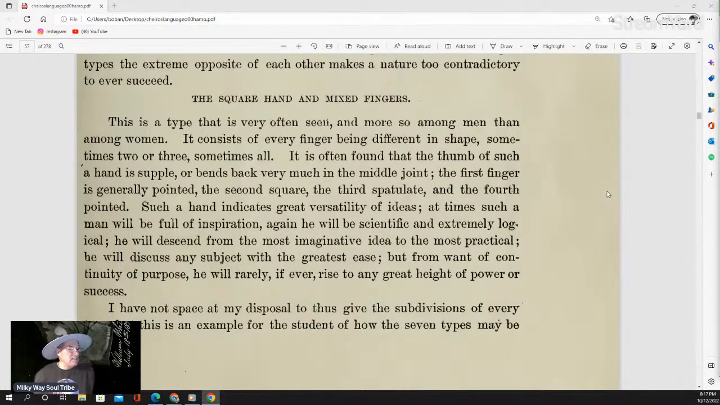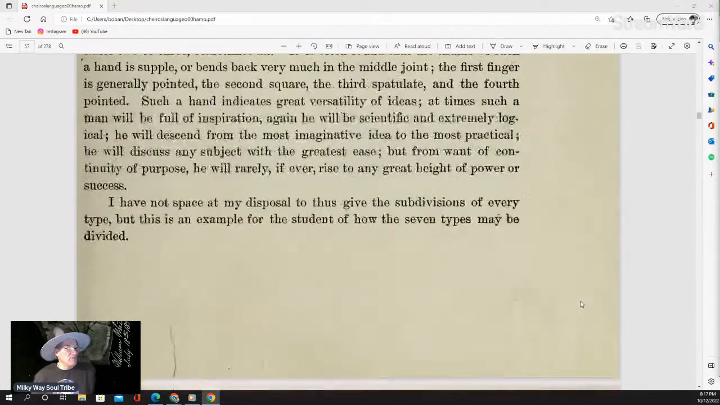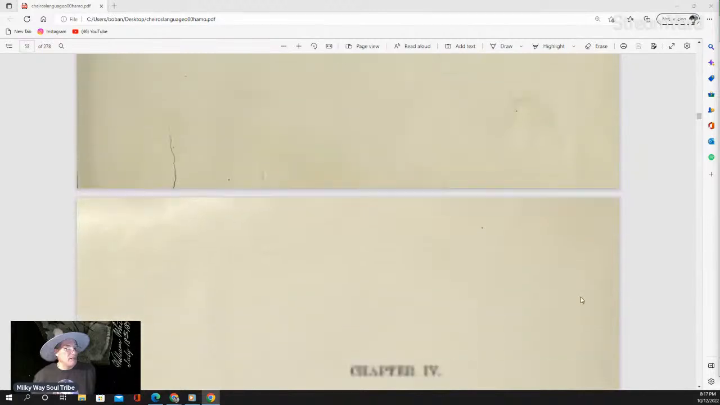I have not space at my disposal to thus give the subdivisions of every type, but this is an example for the student of how the seven types may be divided.